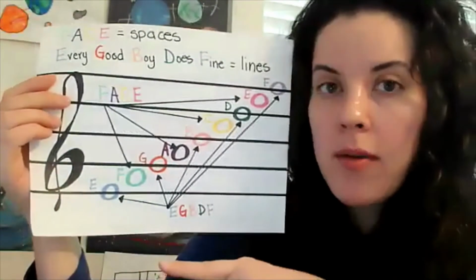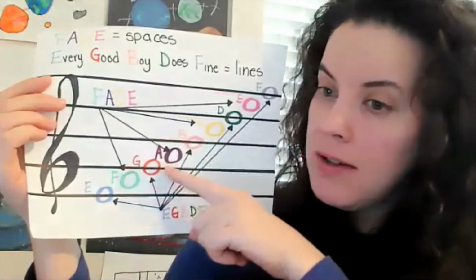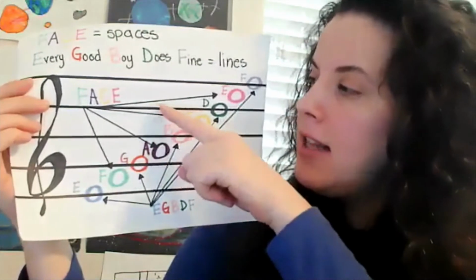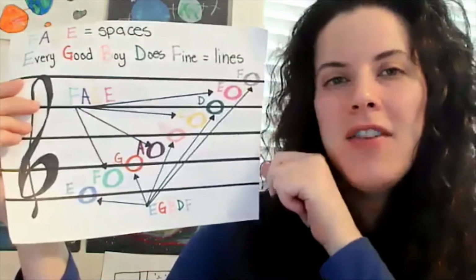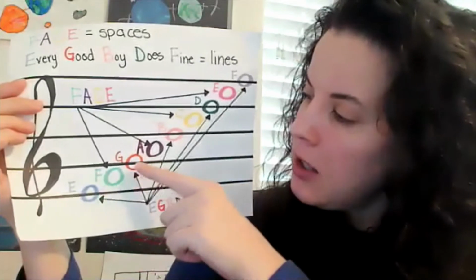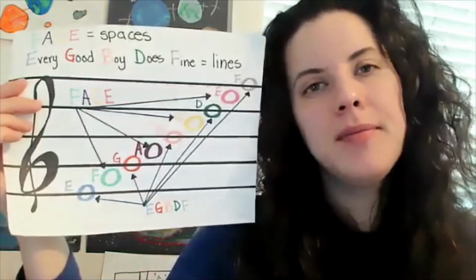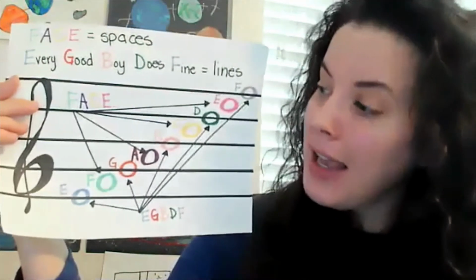We always start at the bottom. Every, first line. Good, second line. Boy, third line. Does, fourth line. Fine, that's the fifth line. E, G, B, D, F. And that's how you remember the names of the notes on the lines.